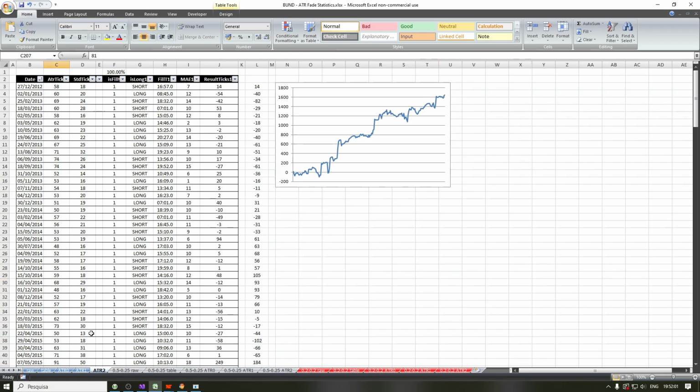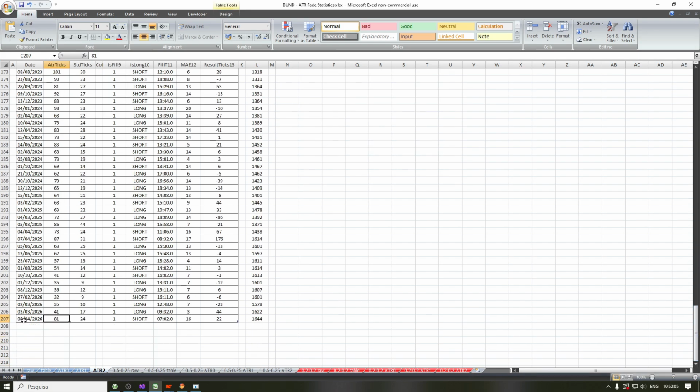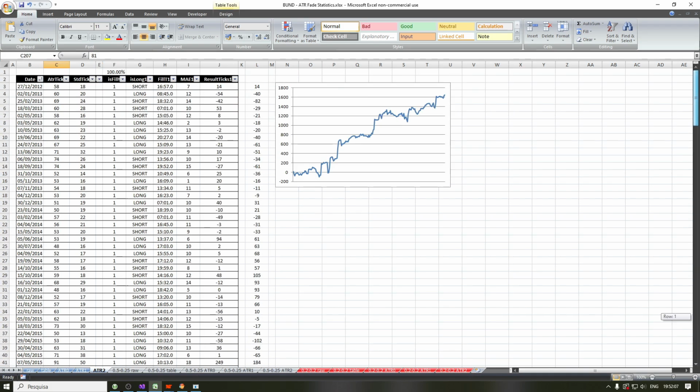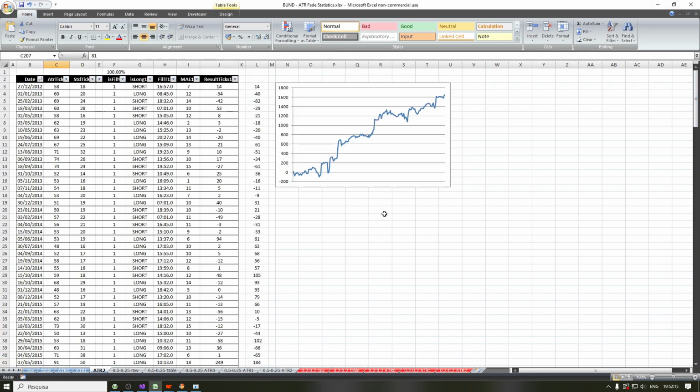And if you look at the number of trades, you've got about 200 examples. And you can see that it goes up about 1,600 ticks here. So to me, that seems like a pretty decent edge. And I think of all the things that we've tested thus far, this is the thing that shows the clearest edge. However, one thing to point out is that obviously this is over a long period of time.